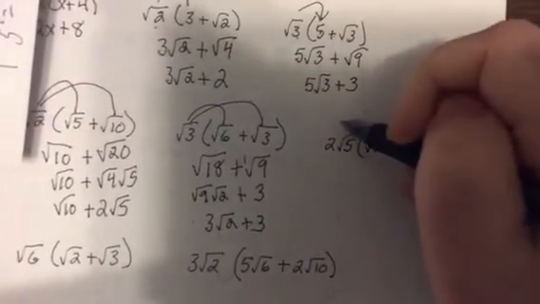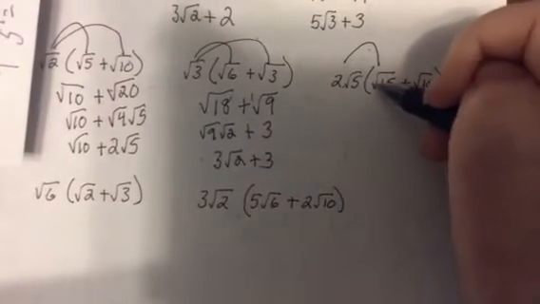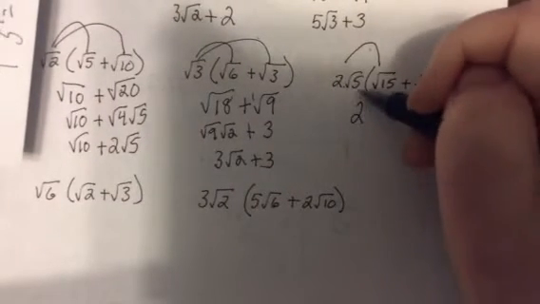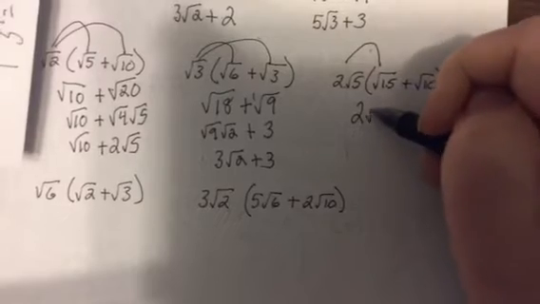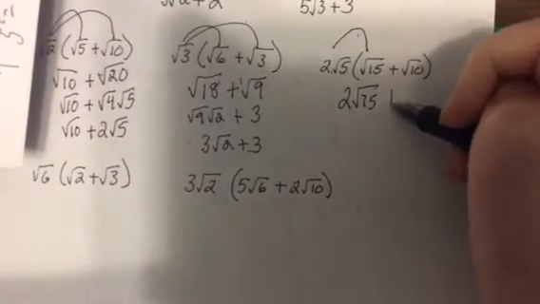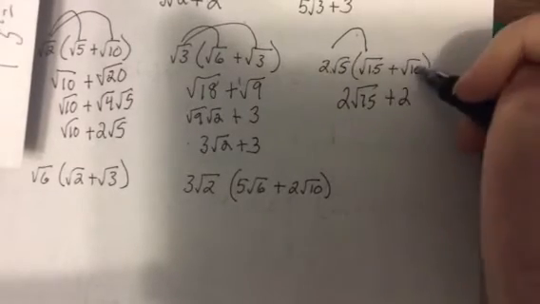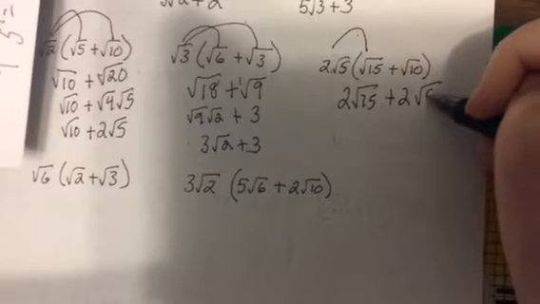So this times this. 2 times 1 is 2. Square root of 5, square root of 15 is square root of 75. Now, I won't give you huge numbers. 2 times 1 is 2. 5 times 10 is 50.